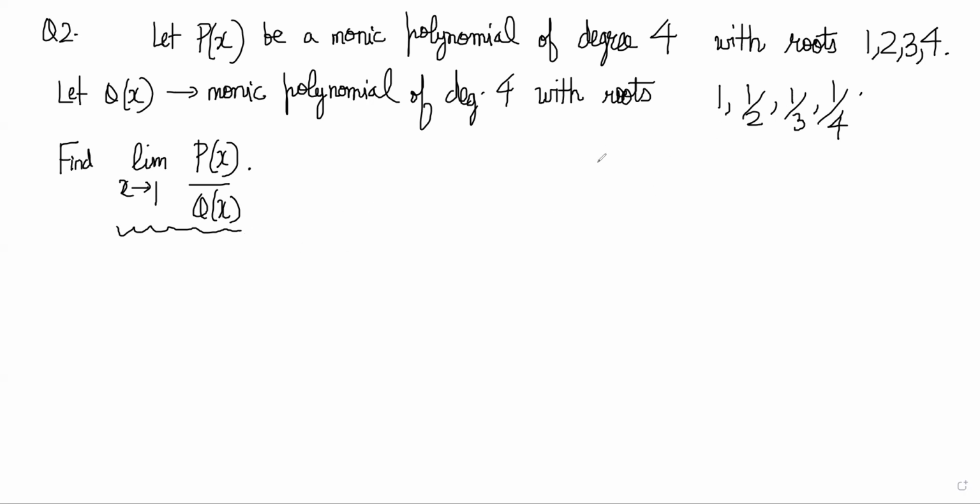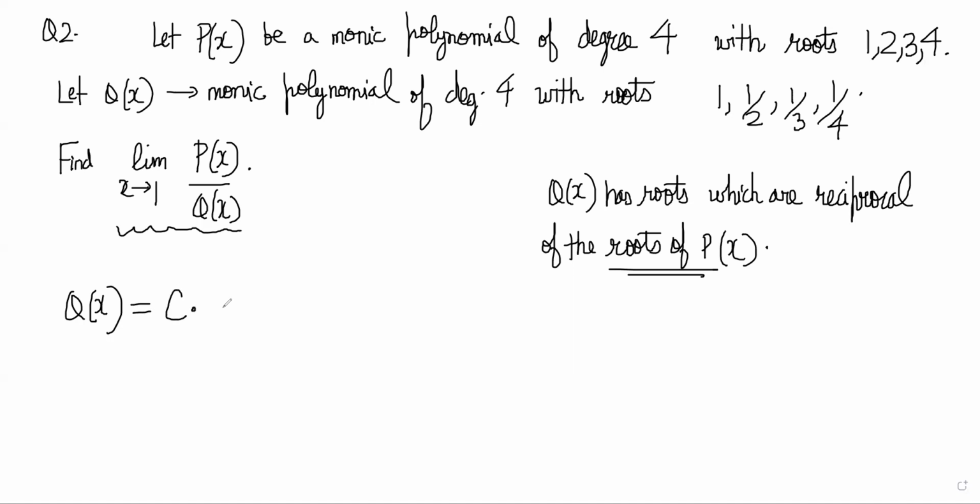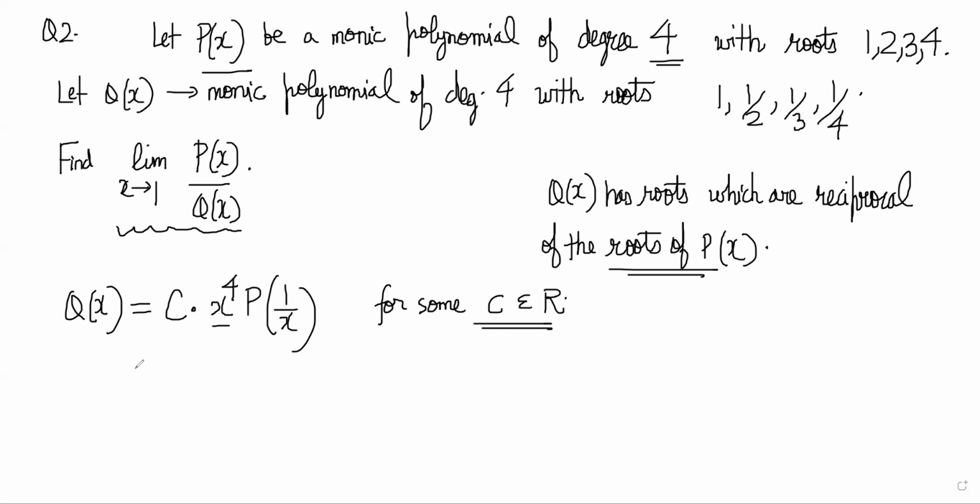Okay. So we can see here that Q(x) has roots which are reciprocals of the roots of p of x. So that means Q(x) is the reciprocal polynomial for p of x. So we can say Q(x) has to be some constant c times x^4 p(1/x), because p of x was degree 4, for some c belonging to the real numbers, right? So Q(x) must be this.